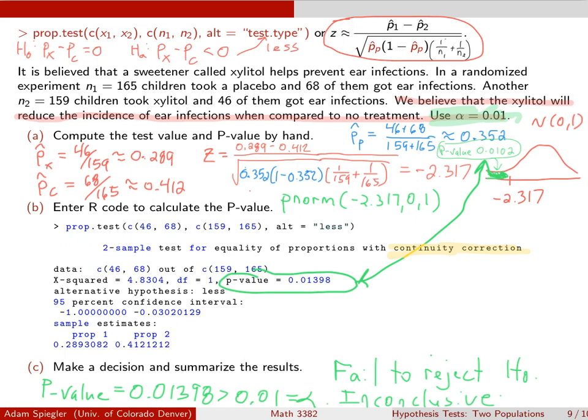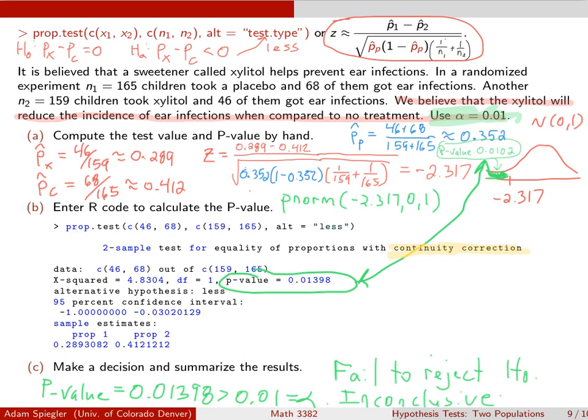Okay, and so even seeing a difference that seemed quite large over here, if we set a high bar for the significance level, the lower we set alpha, the more stringent our condition is in order to reject the null hypothesis. And we didn't meet that condition. So here, based on this research, this would not be enough to come out and say people should take xylitol to reduce ear infections. We don't have enough evidence to claim that yet.